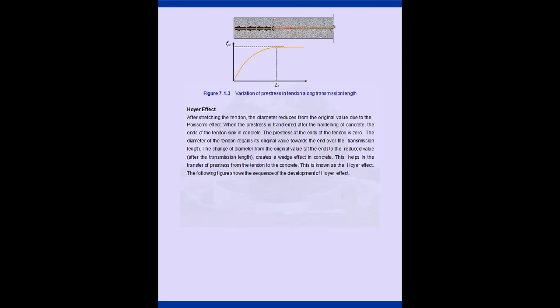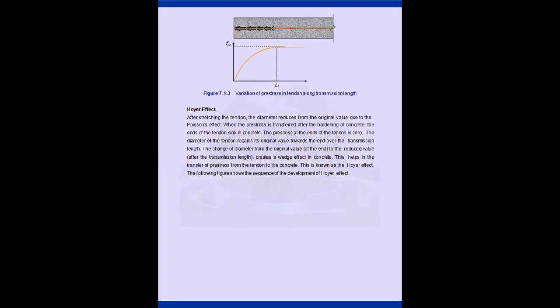The pre-stress at the ends of the tendon will be almost zero, because your tendons are sinking into the concrete. So the diameter of the tendon regains its original value towards the end over the transmission length. Only along the transmission length can you see the pre-stressing taking place within the rod. That effect is called the Hoyer effect. Why is this Hoyer effect helpful to us? It helps in transferring pre-stress from the tendon to the concrete. This transmission length you are supposed to calculate to make your member have an exact pre-tensioning.